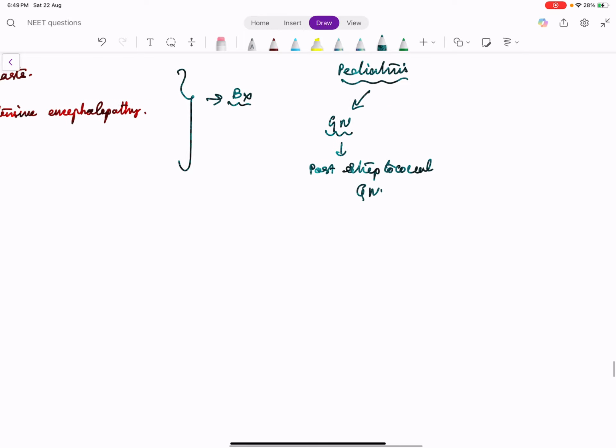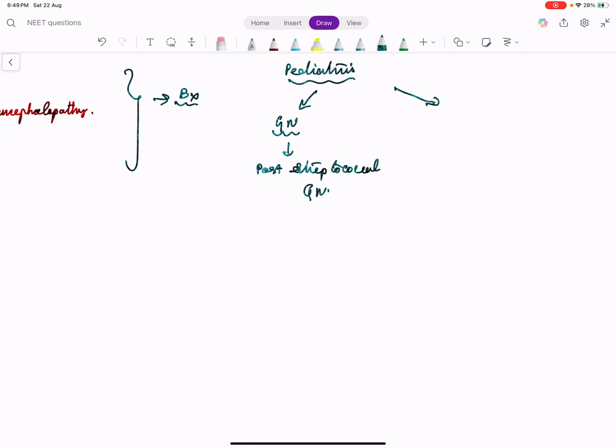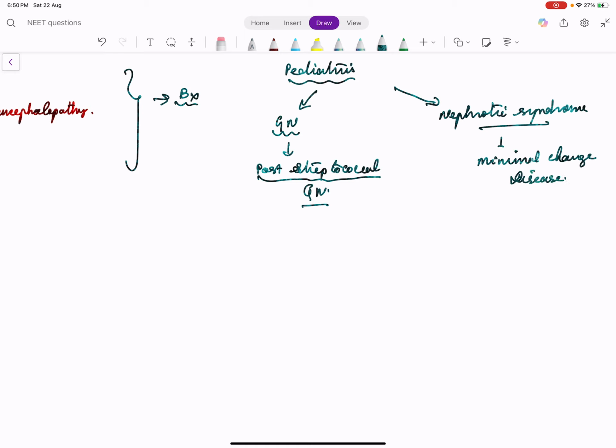So following a streptococcal sore throat, there will be glomerulonephritis. Usually PSGN is the common glomerulonephritis in pediatrics. And if a disease comes like nephrotic syndrome, the commonest variant involved here is minimal change disease. Usually in these conditions, we do not do renal biopsy because these are very common and very classical. But in adults, we usually do biopsy, or if there are some atypical features in pediatrics, we do biopsy.